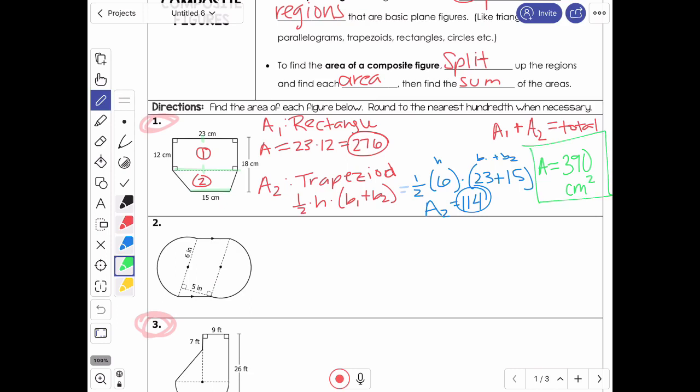Okay? So going over the steps again, first I divided up or split up the two regions, the two shapes that I could figure out easily. And then I calculated their areas separately, and then at the very end I added them together. Okay, so we had to do a little bit extra work to find the height of this trapezoid, but it wasn't too bad just thinking about subtracting the rectangle.